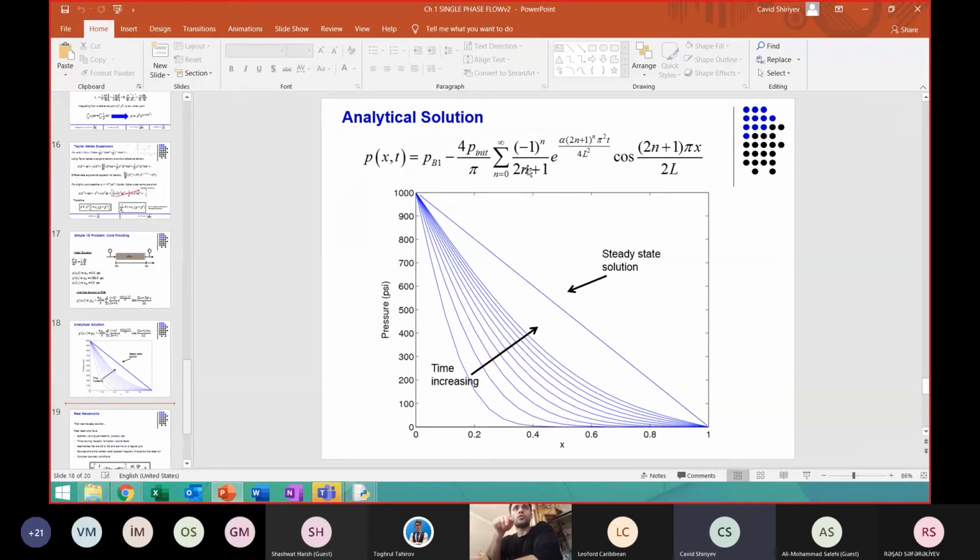Okay, so in today's session we are going to compare with the analytical solution, which is going to look like this one, the steady state solution. And in the next session, when we are solving the full transient problem in one dimension, we are going to compare our numerical result with this equation.